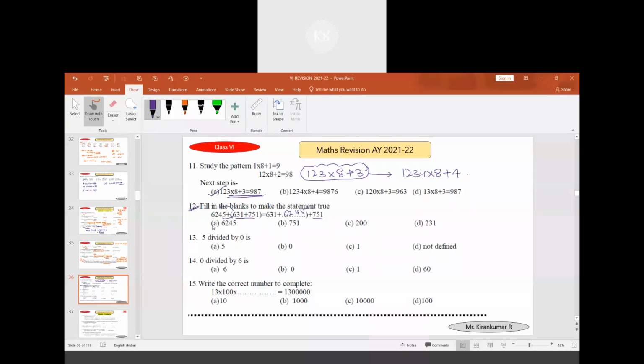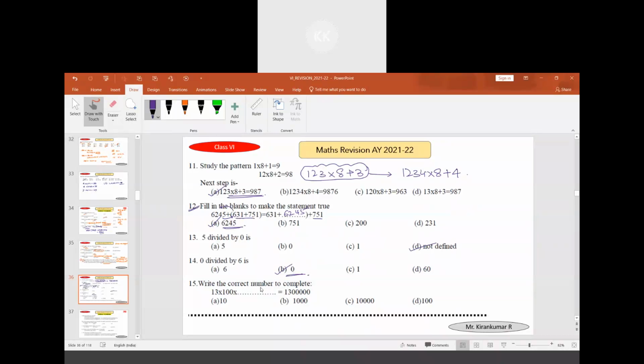In addition, the number 0 can be anywhere. 5 divided by 0 is not defined. 0 divided by 6 is 0. Zero it will be. Write the correct number to complete.